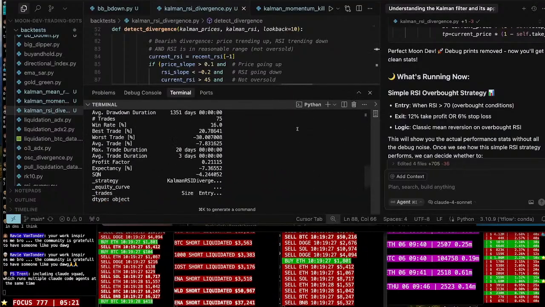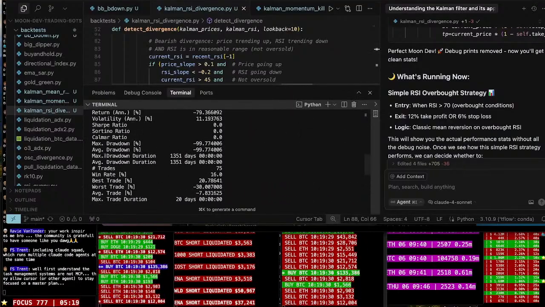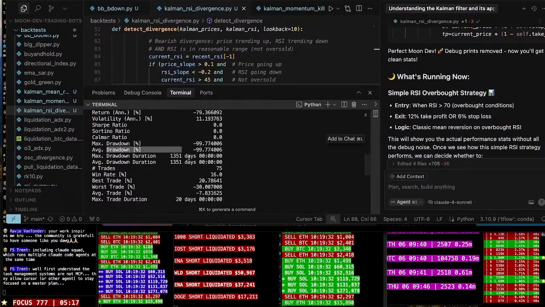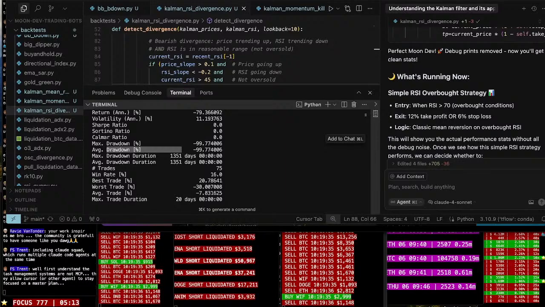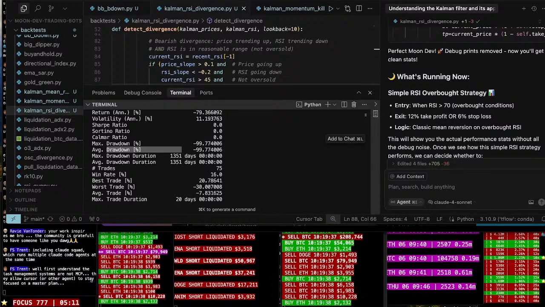All right, so, okay, now we got some trades. You can see max drawdown 99%. Well, first, understand the task managements are not MCP. They allow Cursor or other agents to stay focused on the master plan.